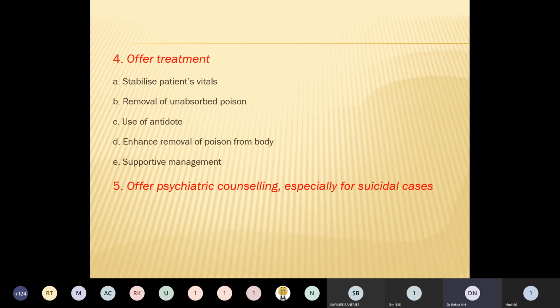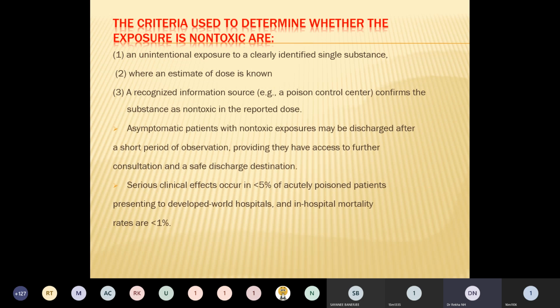And next is the plan of treatment. We have to stabilize the patient's vitals, remove the unabsorbed poison, use an antidote in these patients, enhance removal of poison from the body by various other methods, and give supportive management. The next part of the approach is that we have to give psychiatric counseling, especially in suicidal cases. So there are some criteria to determine whether exposure is non-toxic.